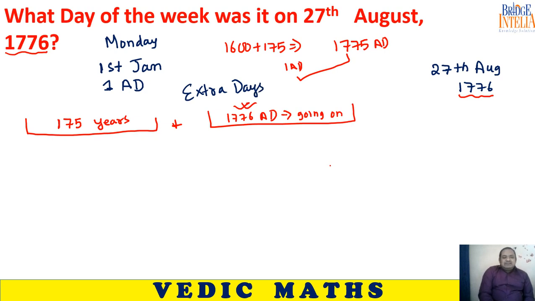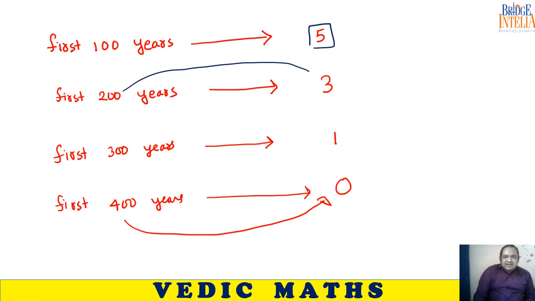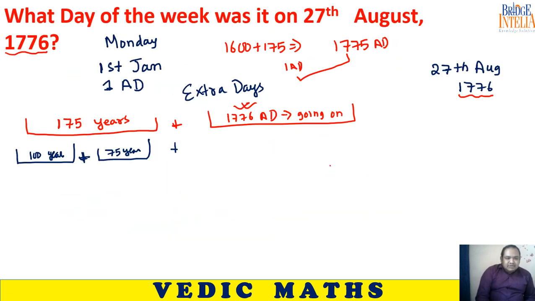So 175 years, you can break into 100 years plus 75 years. Let's solve this portion. First 100 years generate 5 extra days. You already have to remember all these things. So 5 extra days will be generated from here.